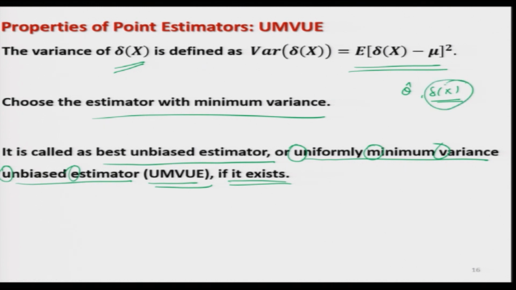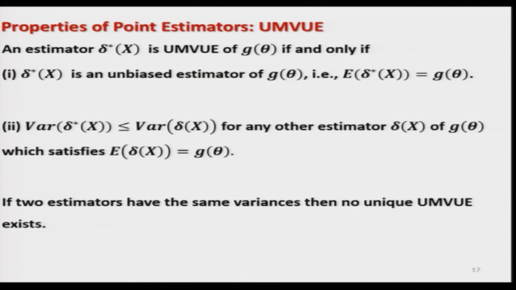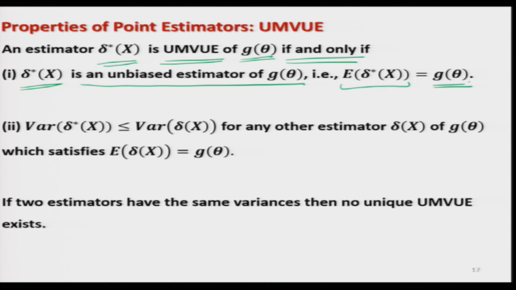For example, when I am using delta x, that is clearly indicating that this is a function of x, right. So, do not get confused. So, an estimator delta star x is the uniformly minimum variance unbiased estimator of some function of parameter g theta if and only if this estimator delta star x is an unbiased estimator of g theta, that is the expected value of delta star x is equal to g theta, and the variance of delta star x is always less than or equal to the variance of delta x, where delta x is any other estimator of g theta, and delta x is also an unbiased estimator of g theta.